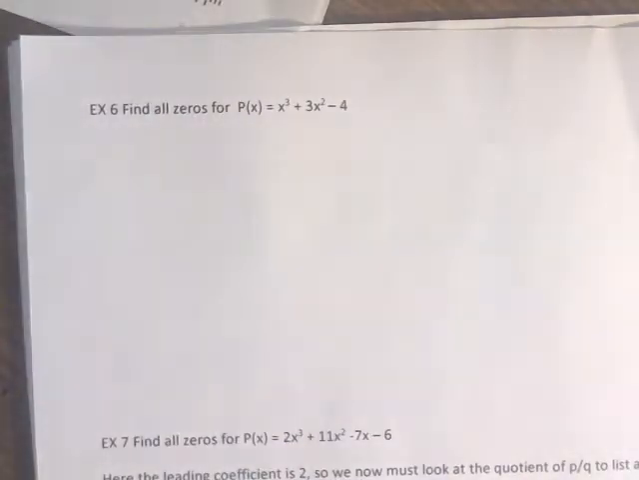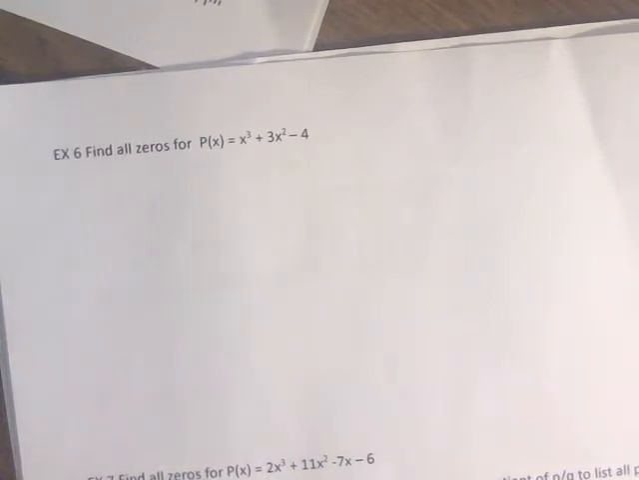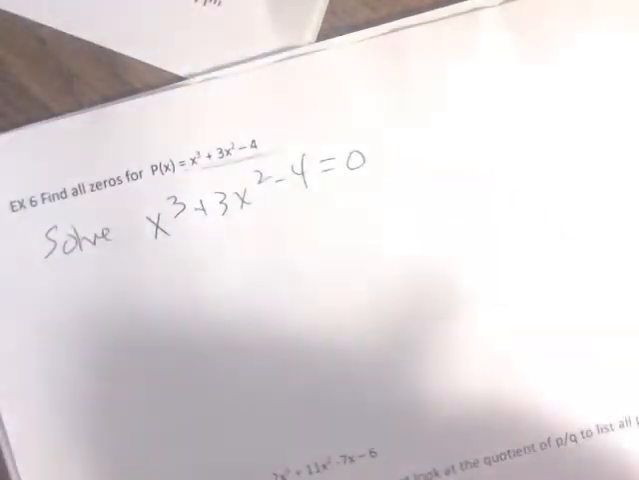Okie dokie. So let's find all zeros. All right, so what we're doing again is we're solving x cubed plus 3x squared minus 4 is 0.